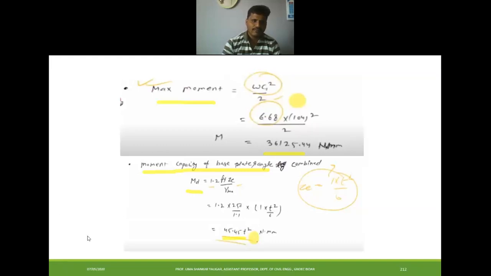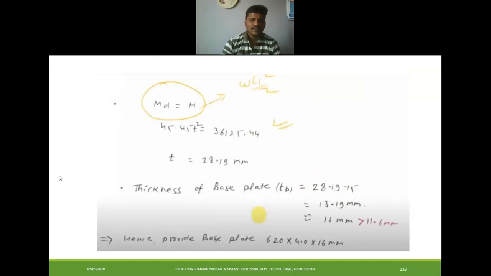Now what we'll do, we will equate both these values. MD is equal to M. If you equate this and this, you will get the thickness of the plate. It is 28.19 mm. And keep it in mind, this 28.19 mm is not only the thickness of the base plate, it is the thickness of the base plate plus the thickness of the angle section. Therefore, the thickness of the base plate is equal to this value minus your flange thickness, minus your gusset angle thickness. If you subtract this, you will get the thickness of base plate as 13.19 mm.